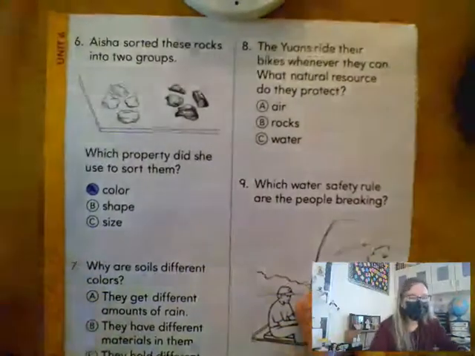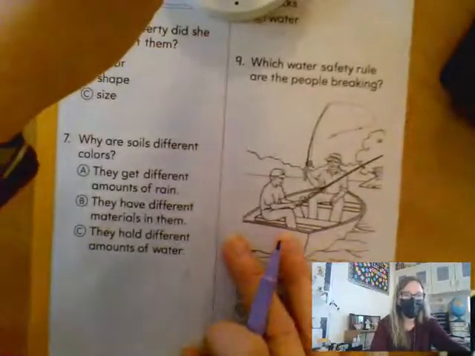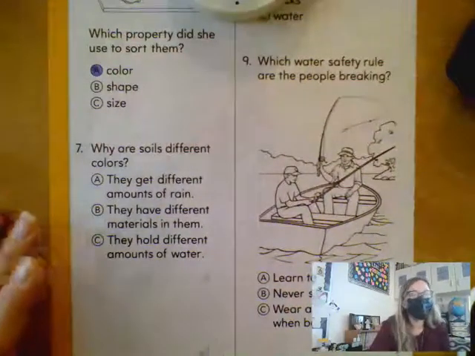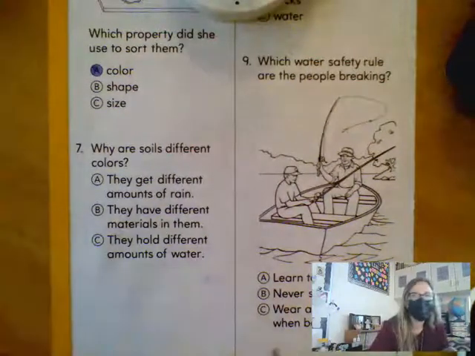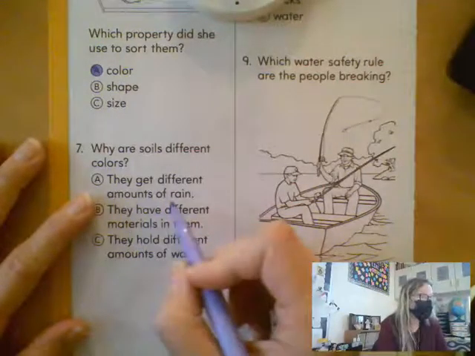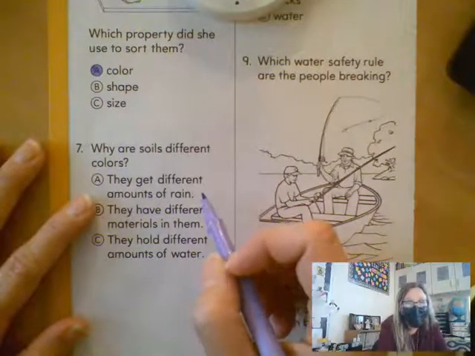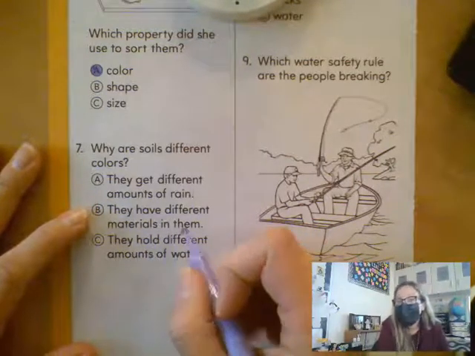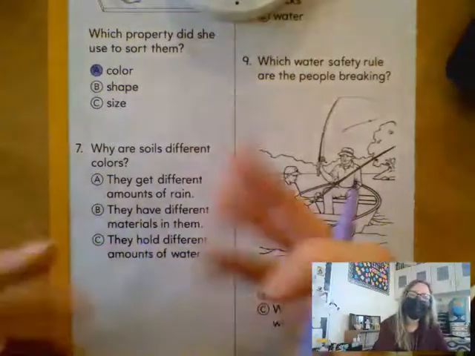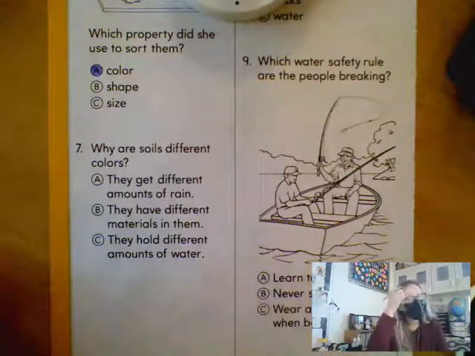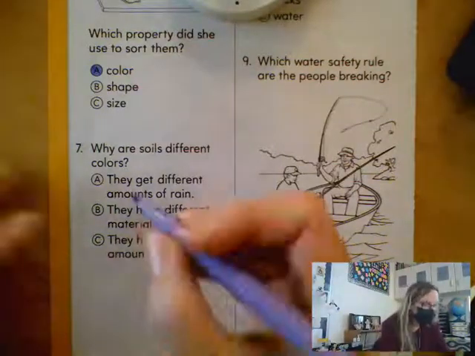All right, let's take a look now at number 7. It says, why are soils different colors? So different dirt is different colors. Why? A, because they get different amounts of rain. B, they have different materials in them. Or C, they hold different amounts of water. Connor? B. Yeah, B. They have different materials in them.